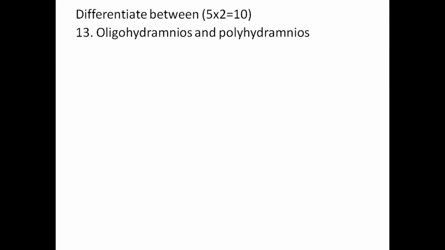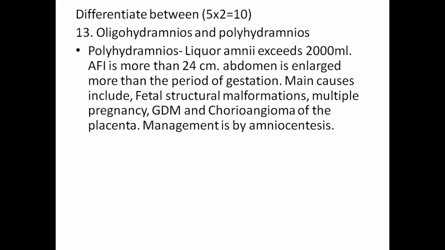Differentiate between oligohydramnios and polyhydramnios. In polyhydramnios, liquor amnii exceeds 2000 ml. The amniotic fluid index is more than 24 centimeters. Abdomen is enlarged more than the period of gestation. Main causes include fetal structural abnormalities, multiple pregnancy, GDM, and chorioangioma of the placenta. Management is by amniocentesis.